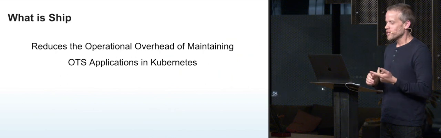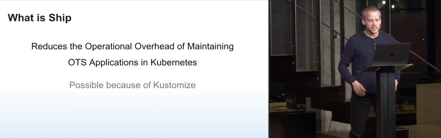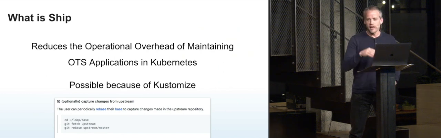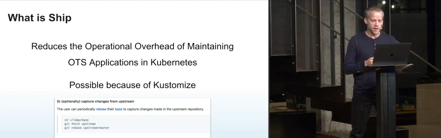So again, what's Ship? Ship reduces the operational overhead of maintaining off-the-shelf applications in Kubernetes. It's actually all possible because of Kustomize. When Kustomize first launched, the README had 1, 2, 3, 4, 5, here's how to run it. And 5 was optionally capture changes from upstream. So the user can periodically rebase their base to capture changes made in the upstream repository.